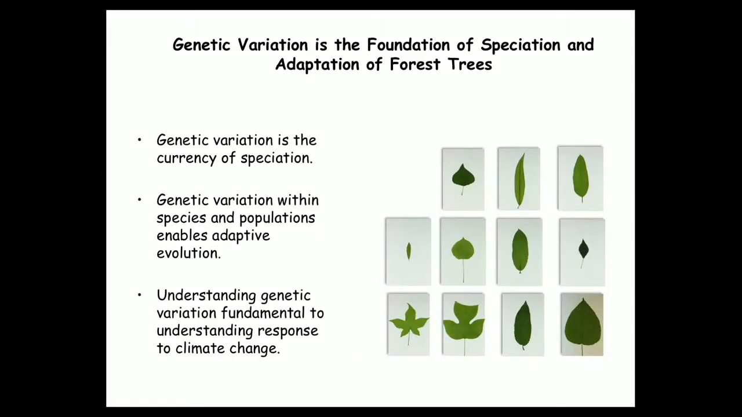So I really don't have to stress to this audience the importance of genetic variation. It's certainly the currency of speciation, so ultimately the differences in the shapes of these leaves from different tree species is a reflection of genetic variation. But importantly, genetic variation within species and populations is critical for the adaptive potential of those species and populations. And this is especially important when we're thinking about, for example, how forest and forestry species may respond to climate change.